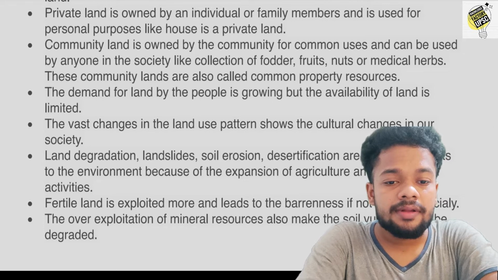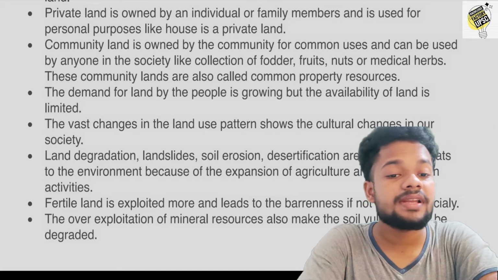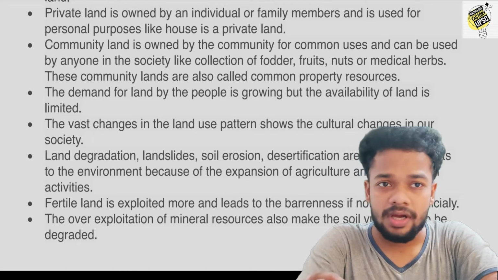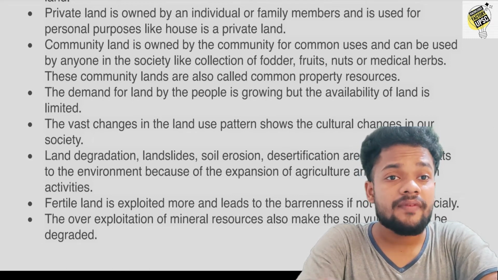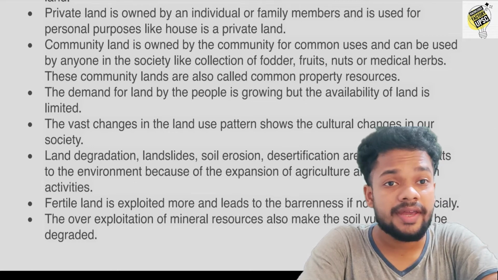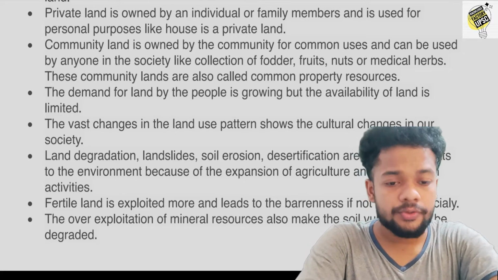Okay, then the demand for land by the people is growing, but the availability of land is limited. That means the demand for land is growing because the population is also growing, but the amount of land available is limited, because due to the high population we cannot satisfy the people with the amount of land. Okay, I hope it's very clear to you.